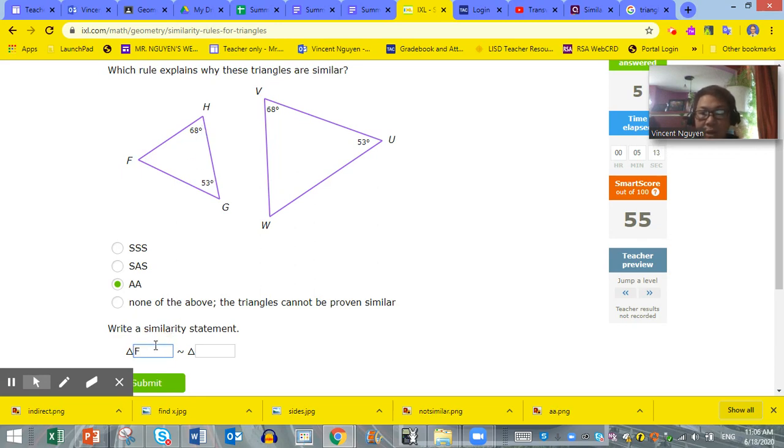Unmarked is F. Smaller one is G, and then the larger one is H. Okay. Same thing on the other side. Unmarked is W. Smaller one is U. Larger one is V. Okay. If you have a convention for yourself, you're never gonna mess up.